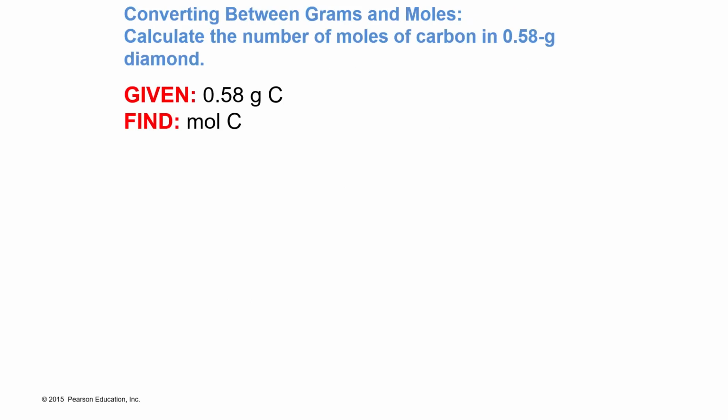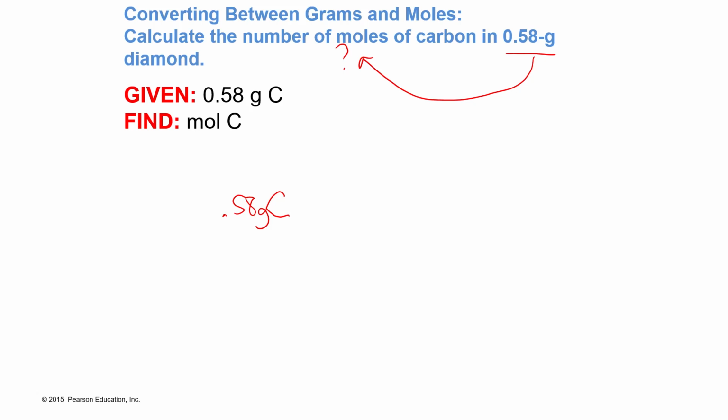So now we're going to try to convert between grams and moles. So 0.58 grams of carbon, how many moles are in that? So calculate the number of moles in 0.58 grams. So we're going to start with 0.58 grams, and we're actually going to write down the element symbol so we know what element we're talking about.